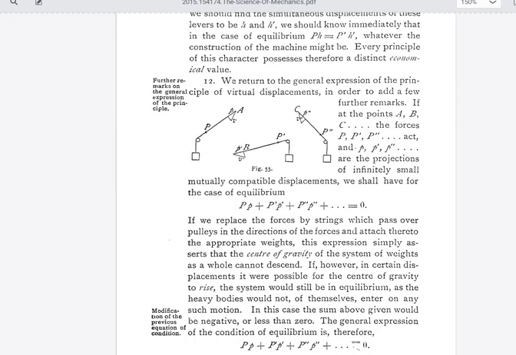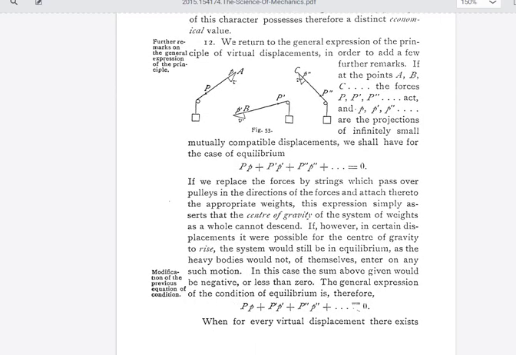We return to the general expression of the principle of virtual displacements in order to add a few further remarks. If at the points A, B, C, and so forth the forces P, P′, P″ act, and p, p′, p″ are the projections of infinitely small mutually compatible displacements, we shall have for the case of equilibrium Pp + P′p′ + P″p″ + and so on = 0.